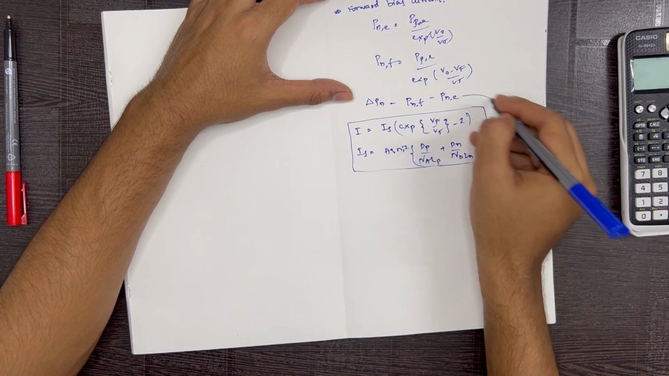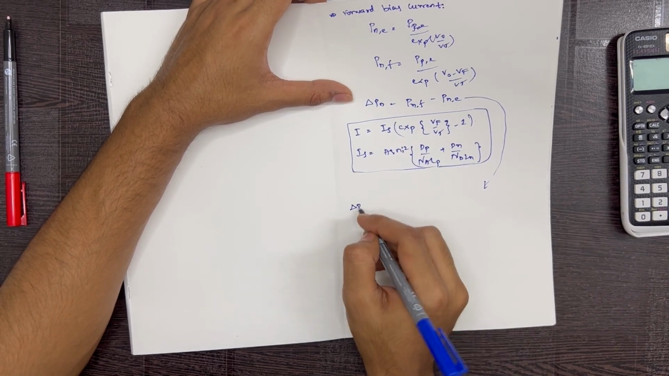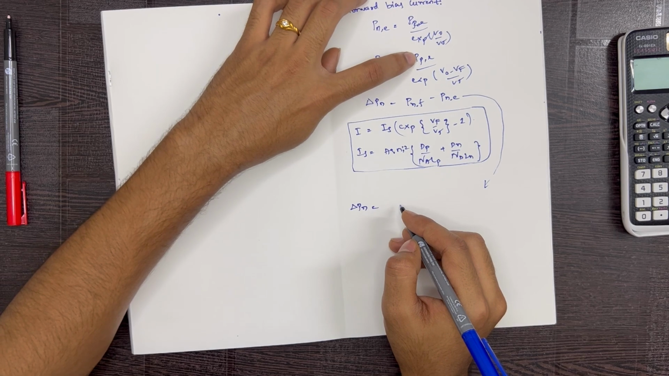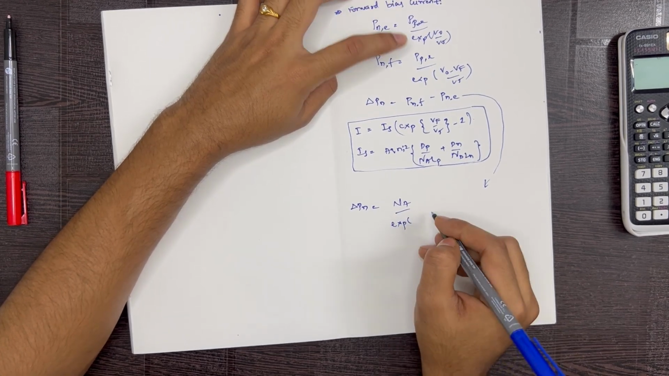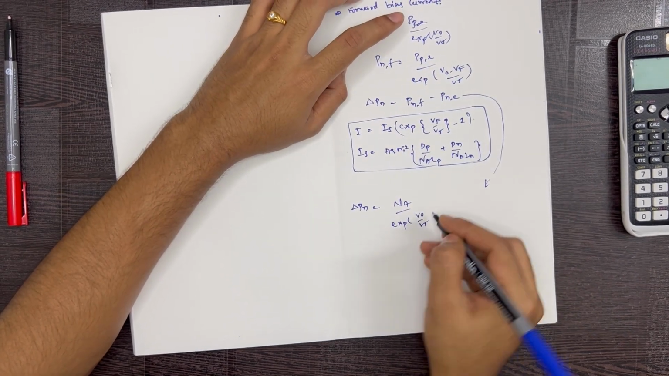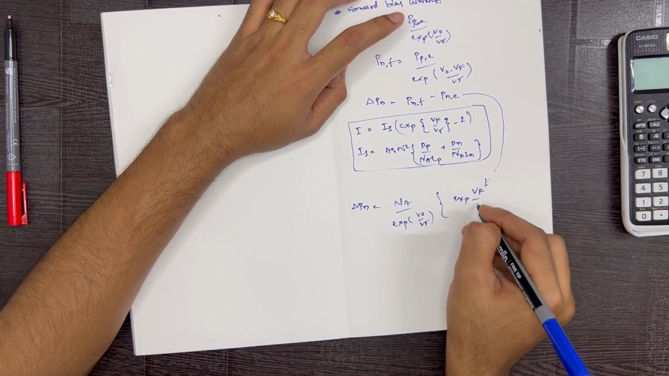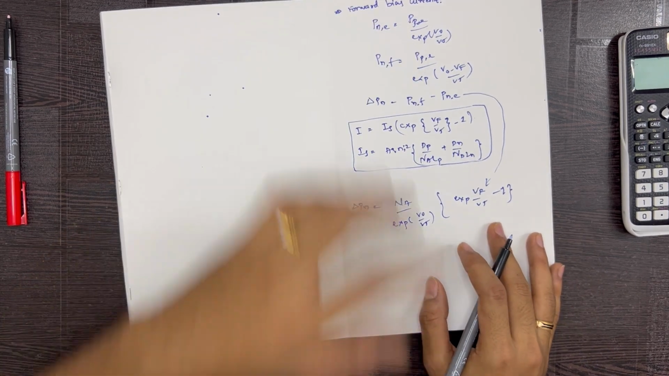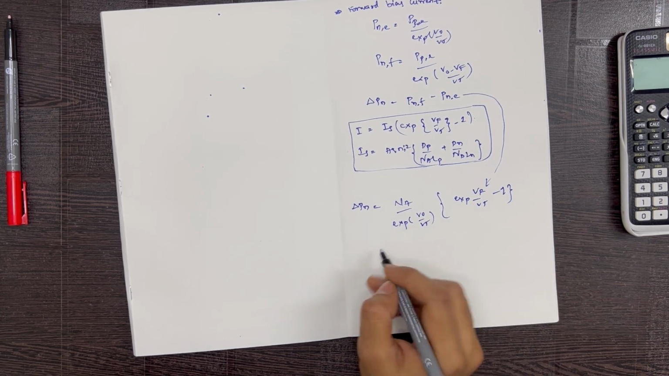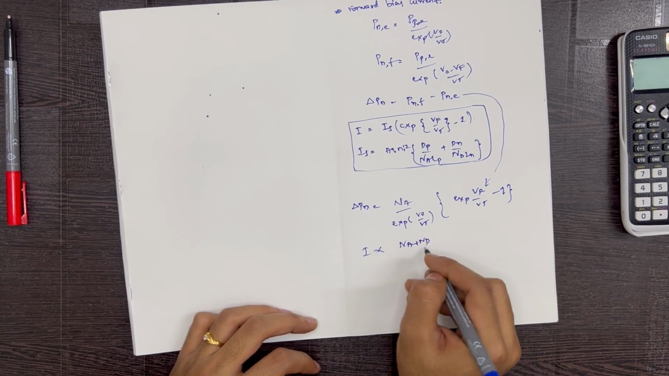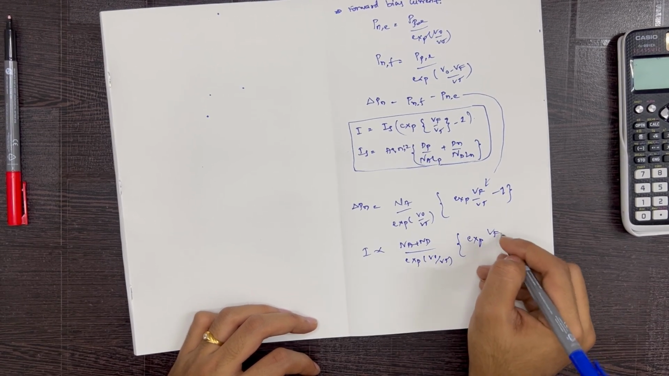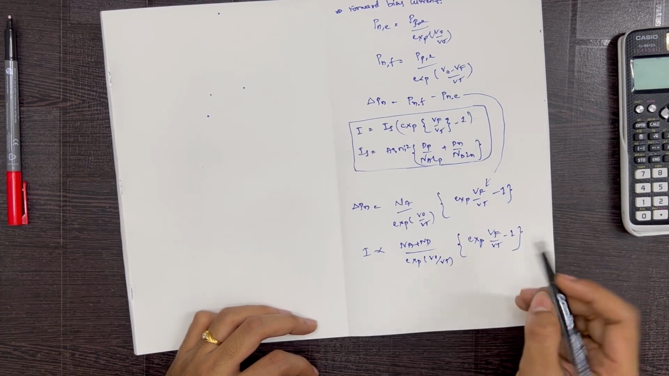And to give more context on this, delta pn is equals to, we can write this as na by exponential of v naught by vt, and if you separate this vf by vt, we get exponential of vf by vt minus 1. This is for electron majority charge carriers. If you write similarly for the other charge carriers, you get nd. So basically the current will be directly proportional to na plus nd by exponential of v naught by vt times exponential of vf by vt minus 1. So this is how these equations are derived.